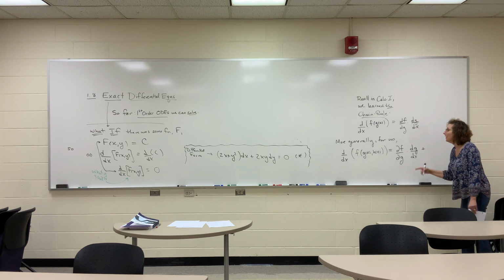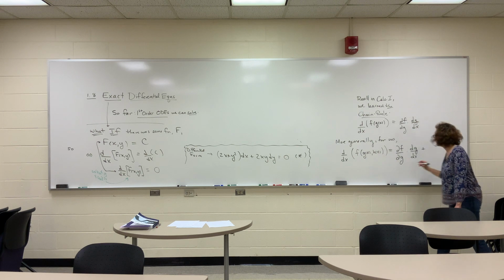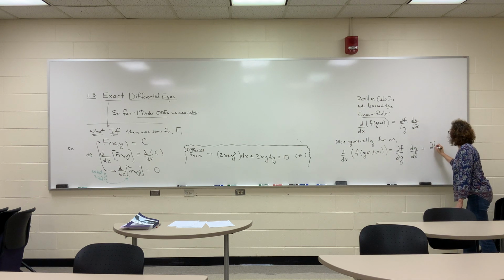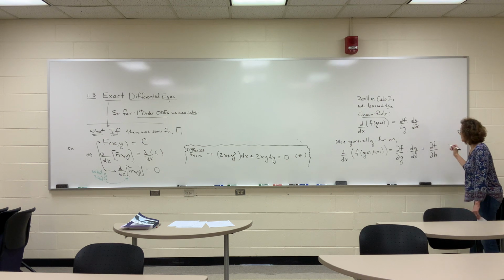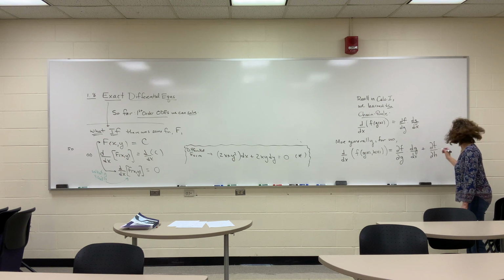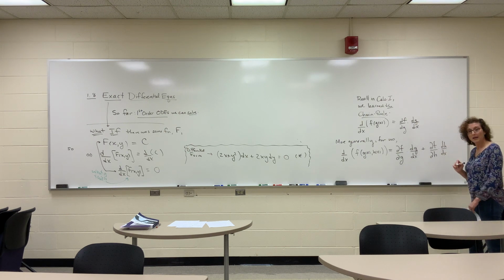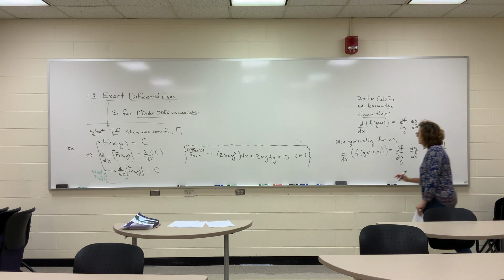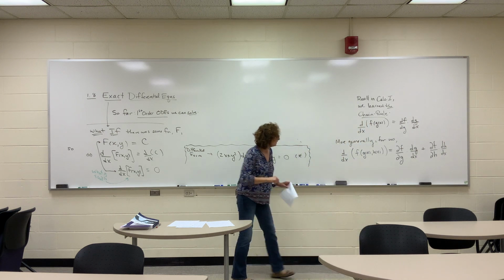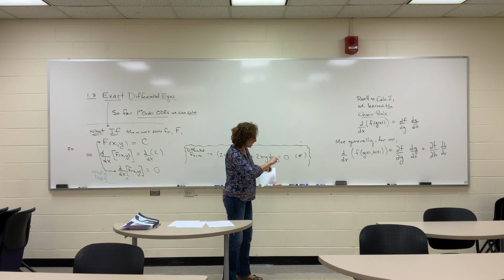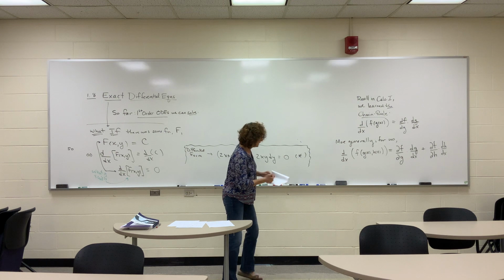Plus, what? Then we go to the next guy: the partial derivative of f with respect to h, times the ordinary derivative of h with respect to x. If we have that, then that's the chain rule that applies.